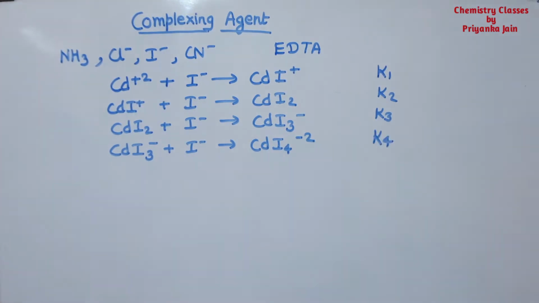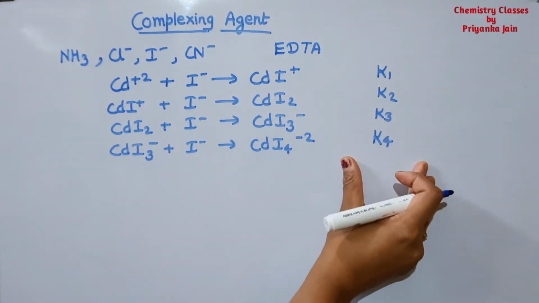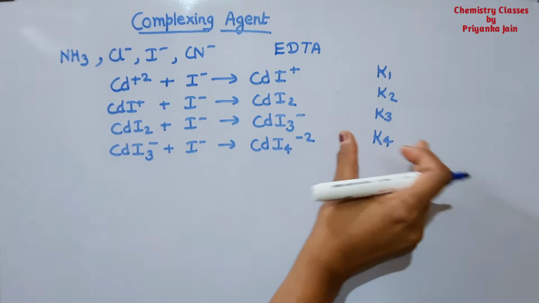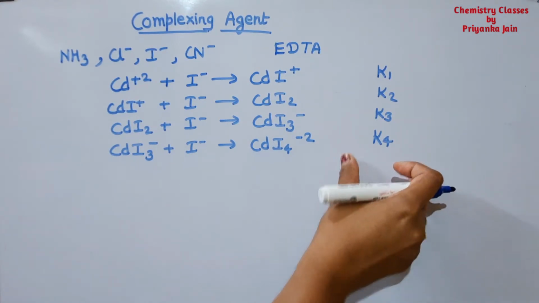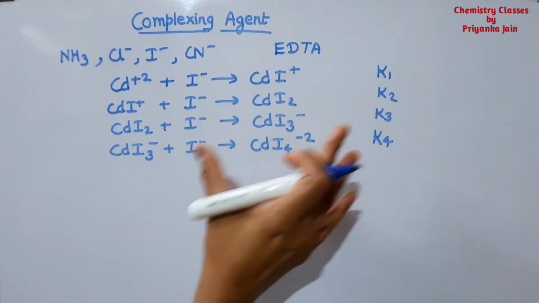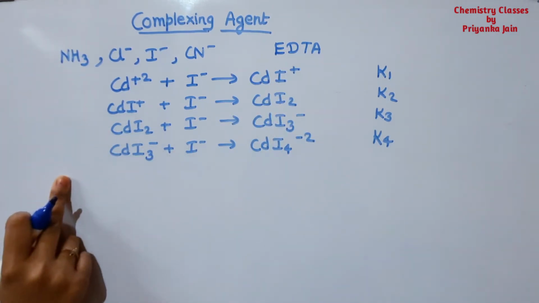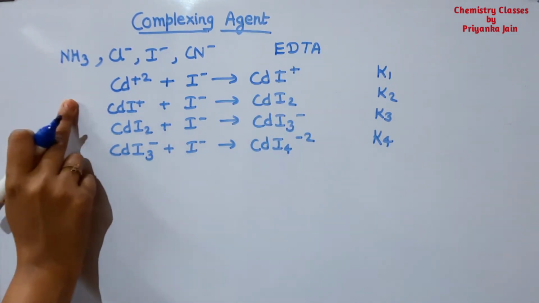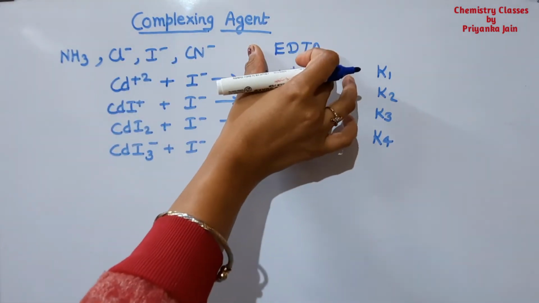Now what is the difficulty here? The values of these are nearly the same. There is only a little difference between them. So when we are detecting the endpoint, we will get a poorly defined endpoint. So we cannot use these monodentate ligands for complexometric titration. We have to use EDTA.